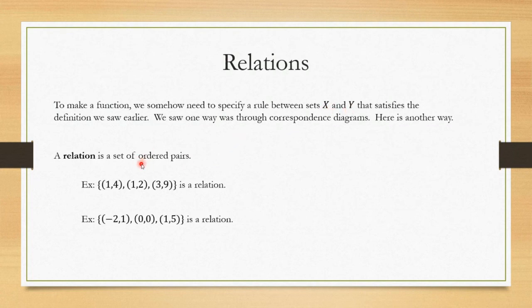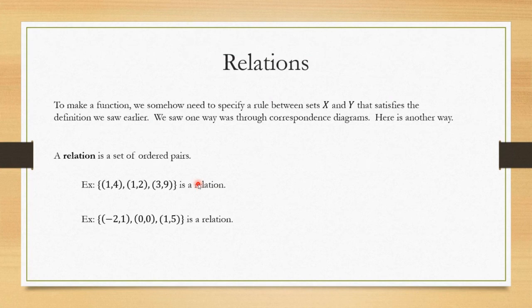What is a relation? It's just any set of ordered pairs. Any set of ordered pairs is a relation. This is a relation: (1, 4), (1, 2), (3, 9). You can probably guess that from a relation we can get a graph, but that'll come up probably next time. But anyway, this is what a relation is. Here's another relation, as you can see. It's just any collection of ordered pairs.